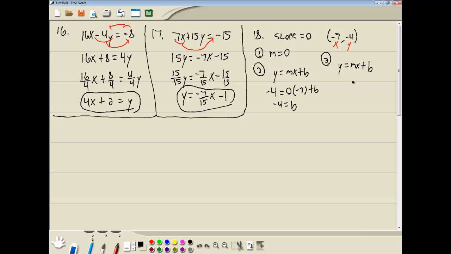And step 3, write your answer down. We want to plug in the m from step 1, which we said was 0, and the b from step 2, which we said was negative 4. 0 times x drops away, and we end up with y is equal to negative 4. Again, no surprise, that's what we said it was going to be based upon it being the oddball case.